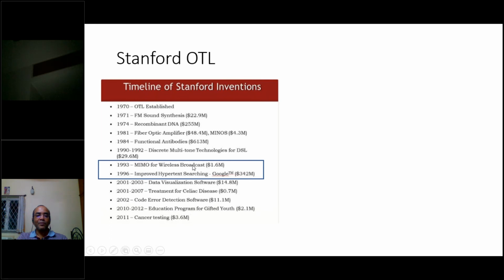The two things that I wanted to focus on here: MIMO for wireless broadcast. Not sure how many people know MIMO technology, but we are all using it today in our cell phones, like 4G or 5G. It is essentially multiple in, multiple out. So it gives you the ability to send signals to realize high speed. Now we're all enjoying the speeds that we're getting, but that's all enabled by MIMO. And that was done by one of our own Indian professors at Stanford.